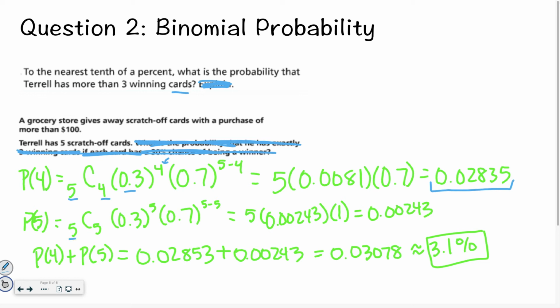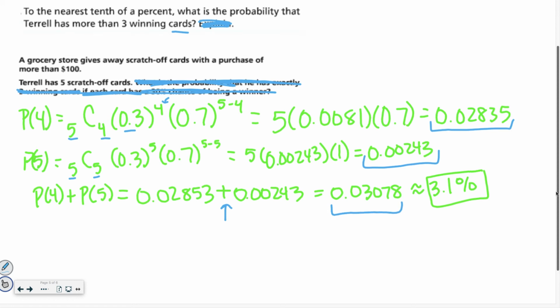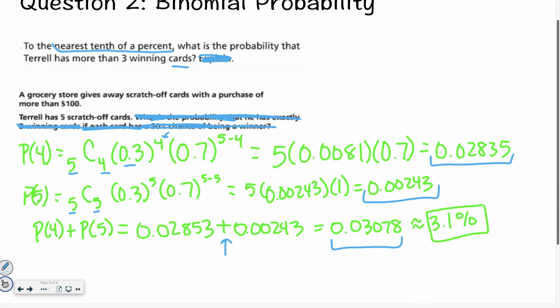0.02835. Then you found the probability of getting 5 winning tickets out of 5. And when you multiplied that together, you ended up with 0.00243. Then for the last part, you could either have 4 or 5, and since it's an or statement, we are going to add those 2 numbers together. So you end up with 0.03078, which if we are rounding to the nearest 1/10 of a percent, as it says in the directions, would be 3.1%.